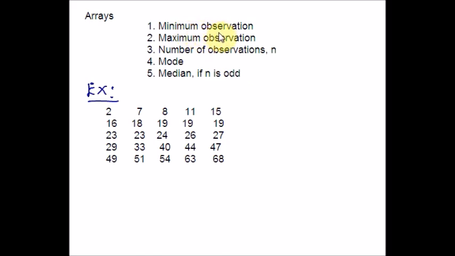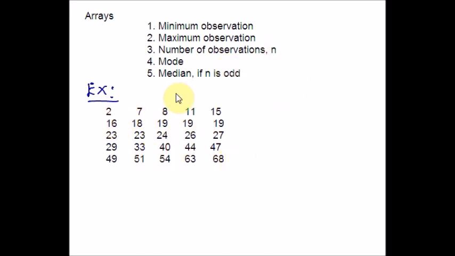Minimum observation is nothing but the smallest number given in the table. The numbers have already been arranged in ascending order. In case the numbers are not arranged in ascending order, it is always advisable to rewrite the numbers in any order. You could either choose ascending or descending. I advise you to write all the numbers in ascending order.